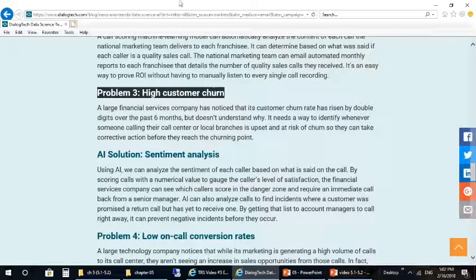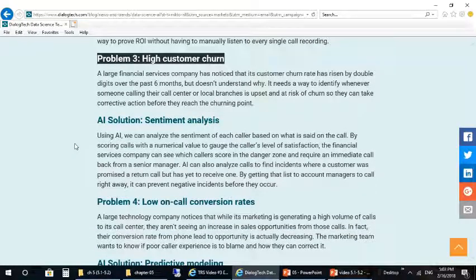Of course, they charge you for that, but they say, well, if you have a problem, for example, problem number 3, high customer churn. So if you have a problem where you find out that you have a lot of customers leaving your company, they are not staying with you, they are not being retained with you, and you find out that this is something that happens after they call your 1-800 number, after they contact your call center over the phone, then you can do an analysis of the phone calls, right?